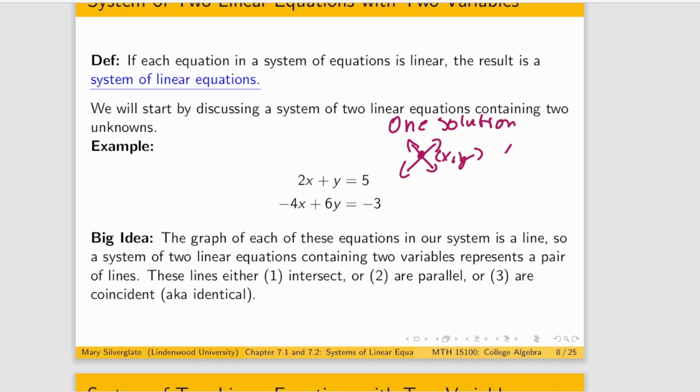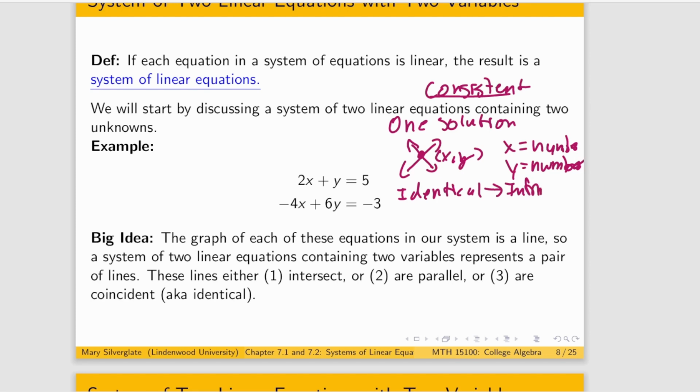which means that I have 2 lines that intersect and they cross exactly at that x, y single solution. Whenever I'm solving, that means I get x equals a number and y equals a number, and I call it consistent. The other way I can have consistent solutions in a system of 2 equations with 2 unknowns is that we could be talking about identical lines, which means infinitely many solutions. Which means I've essentially just rearranged the equation to be the same line listed twice.